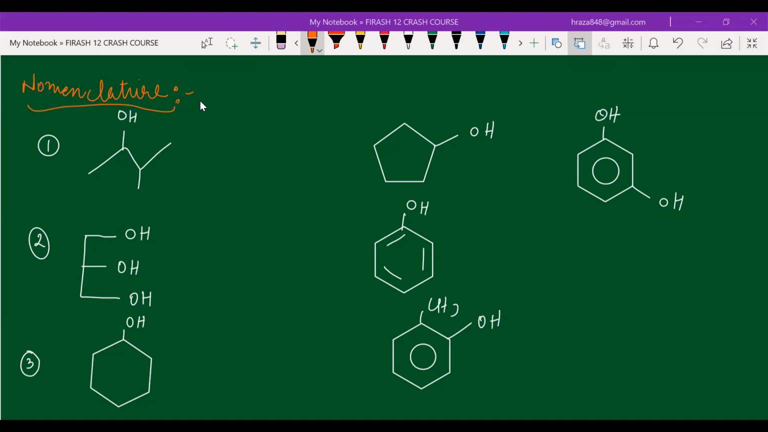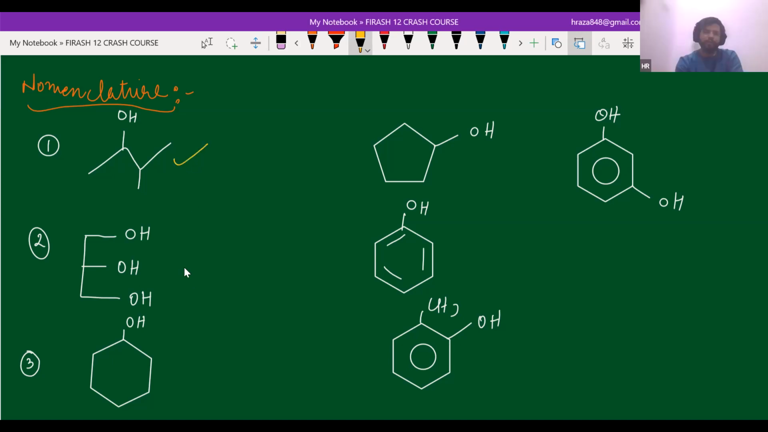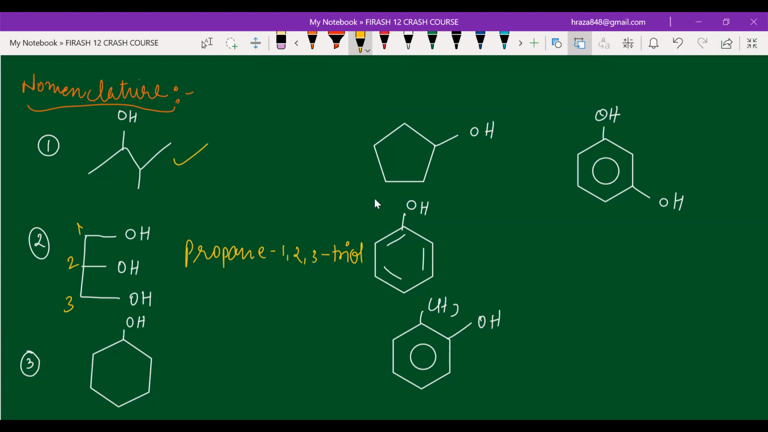Yes, sir. The first one is 3-methyl butan-2-ol. Butan-2-ol, very good. What about the second one? That one I didn't get. Okay, this is the first carbon, second carbon, third carbon. So it is prop, and all are single bonds. So propane-1,2,3-triol. Yes or no? Yes. Very good.